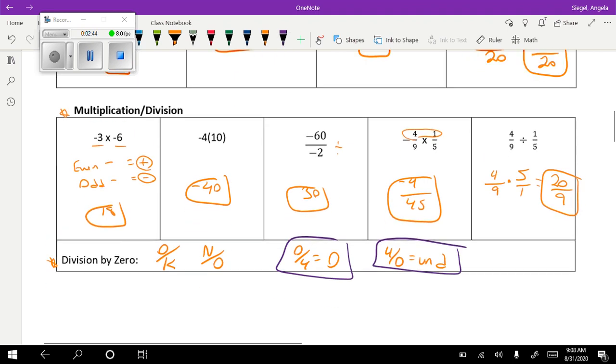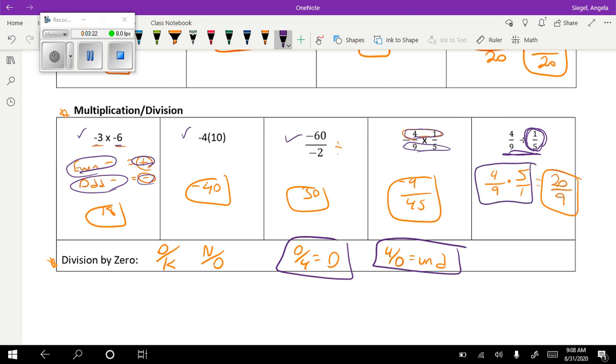Okay, now multiplication and division. So the rule is anytime you have an even amount of negatives, your answer is going to be positive. Anytime you have an odd amount of negatives, your answer is going to be negative. So if you'll notice this one, and this one, they all follow those rules. When you are multiplying fractions, you multiply across on the top and multiply across on the bottom and simplify if you can. When you're dividing, you're going to multiply by taking the reciprocal of this. So if you'll notice from this to this, that's exactly what happened.